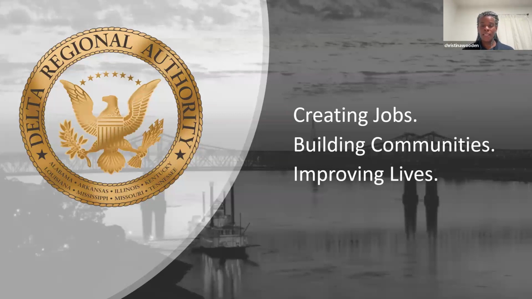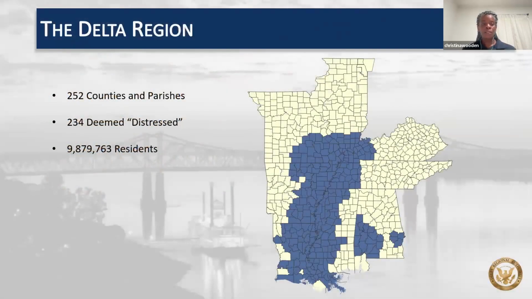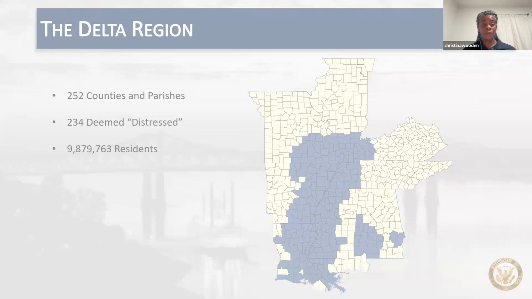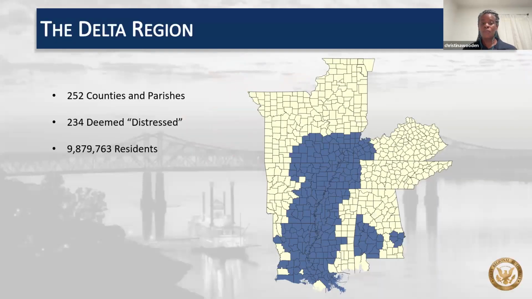We were created in 2000 and we invest in human infrastructure and critical infrastructure. Our Delta Doctors Program is part of our human infrastructure programming. So a little bit about the Delta region. Our footprint includes 252 counties and parishes across 8 states. 234 are deemed distressed, and over 9 million residents reside within our footprint.